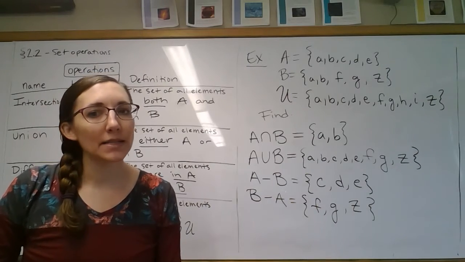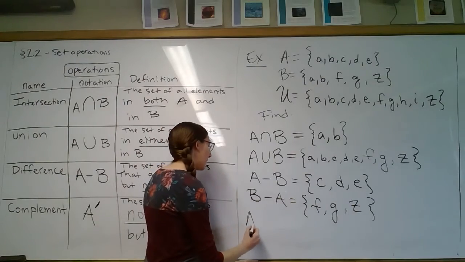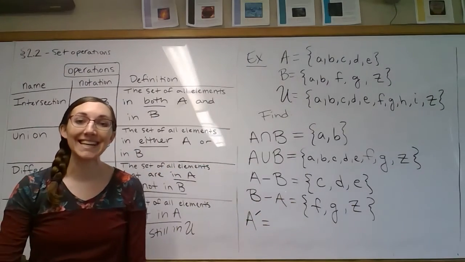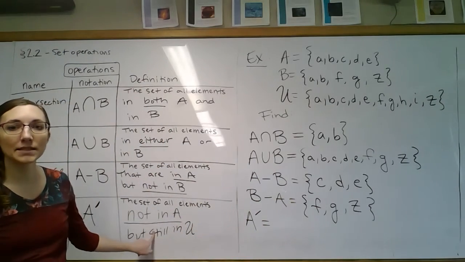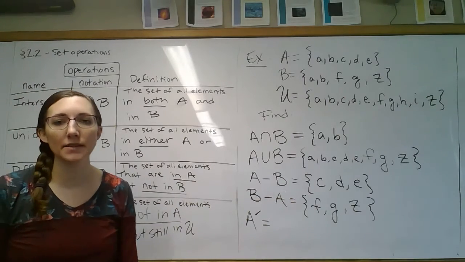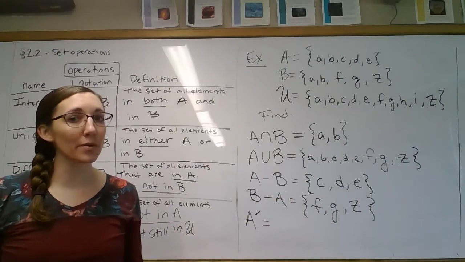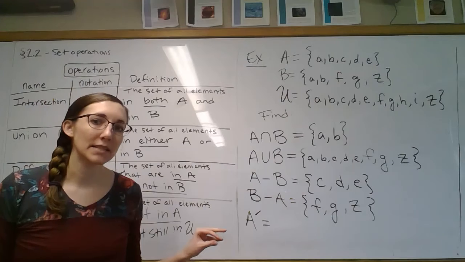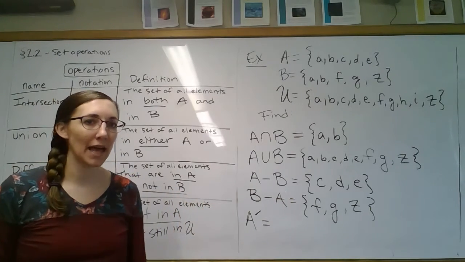And then let's just practice a single complement. Let's try a complement. So remember, we want everything that's not in A, but we still have to be in our universal set. So we have to stay in the context of our problem, but we want the opposite of the set A. So really what we're going to do is look at our universal set, and take everything that's not in A.